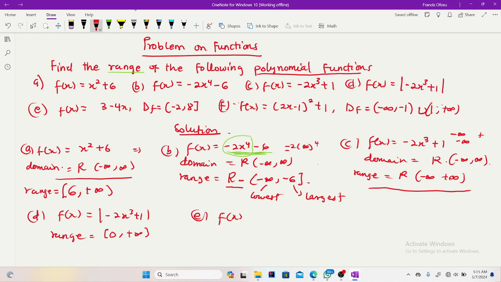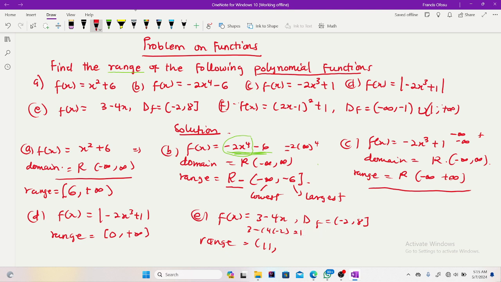Now let's go to E. E says f of x is equal to 3 minus 4x for the domain giving us what? Negative 2 open, 8 closed. So for this one, we've been given a specified domain, so we only have to put this domain inside it straight away. So when I put negative 2, what am I getting? 3 minus 4 multiplying negative 2, and this will give me what? 3 plus 8 giving me 11. So I'll just write my range is equal to, the least I'll ever get is what? 11, right? And it's open because the input here is not included, it's open, comma.